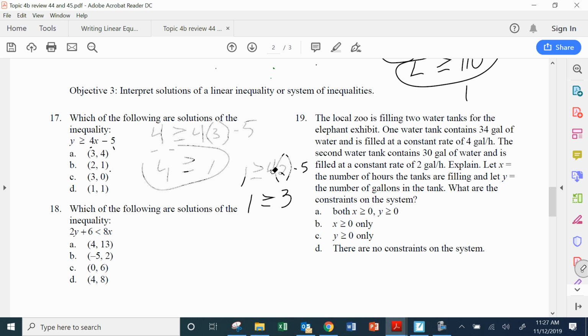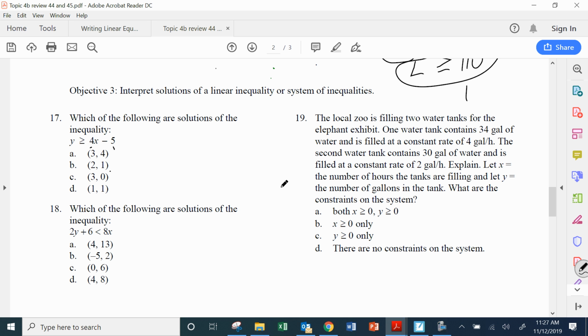Are they solutions? Well, we can tell that a couple of ways. If we wanted, we could graph it, and then we could shade it. If those points are in the shaded region, then they would be solutions, because any point that's in the shaded region is a solution. Now, I'm not going to graph it. I'm going to show you the other way to do it. It doesn't matter which way you do it on the test. I'll give you graph paper.